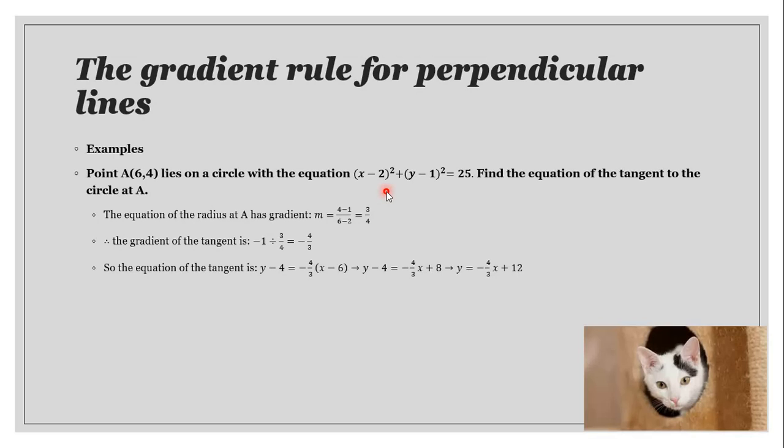So the equation of the tangent we can now work out because we have a point on that. y minus 4 is equal to -4/3 lots of x minus 6, which is y minus 4 equals -4/3 x plus 8, which can then be rearranged to get y equals -4/3 x plus 12.